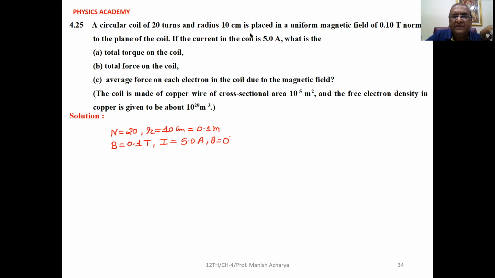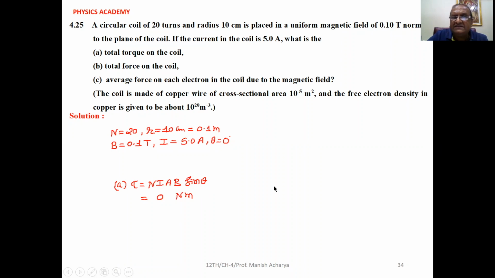Now see here. It is placed in the uniform magnetic field normal to the plane of the coil. Field is normal to the plane of the coil. So this is the plane of the coil and normal to it, so field is like this. If we take the area vector for the coil, which is also perpendicular to the plane of the coil, then A, the area vector, and B, the magnetic field, both will be in the same direction. And therefore theta is equal to 0.